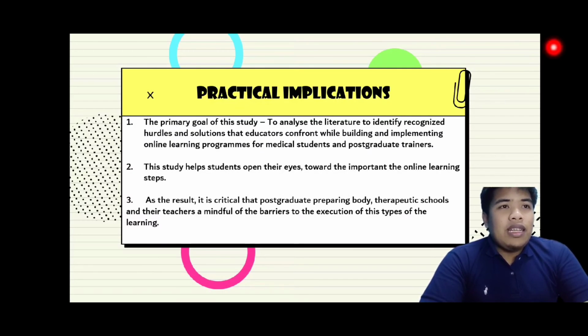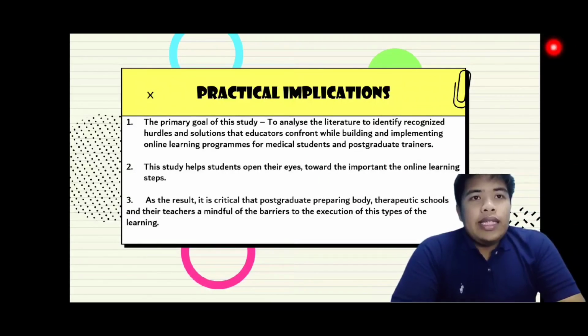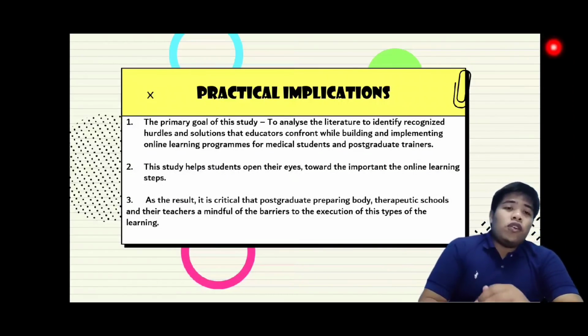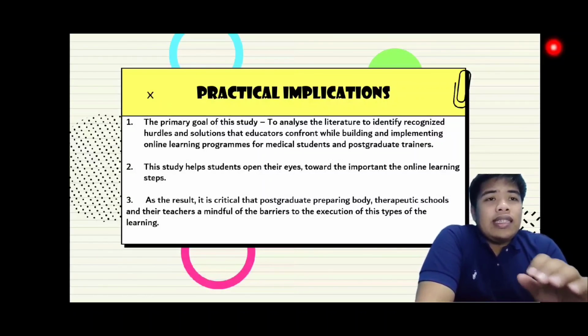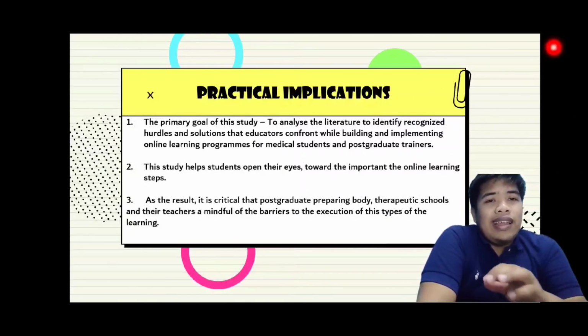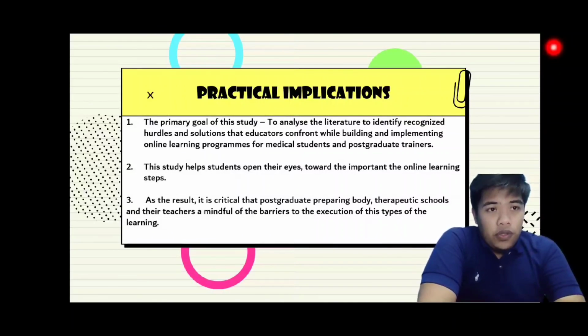Next is about the practical implication. The primary goal of this study is to analyze the literature to identify the barriers and solutions that educators confront while building and implementing online learning programs for medical students and postgraduate trainees. This study helps students open their eyes toward the importance of online learning. This will make students more open and know how to solve the problems. As a result, it is critical that postgraduate training bodies, medical schools, and their teachers are mindful of the barriers to the execution of this type of learning.